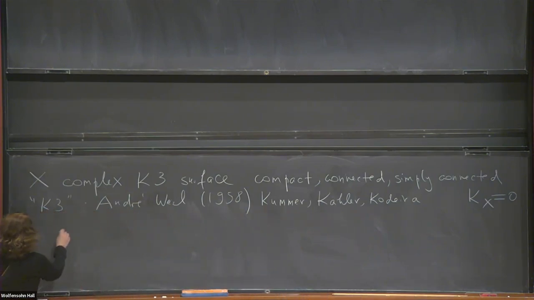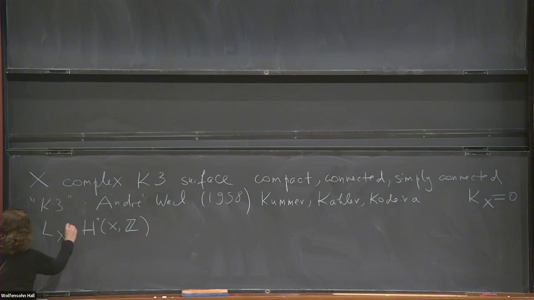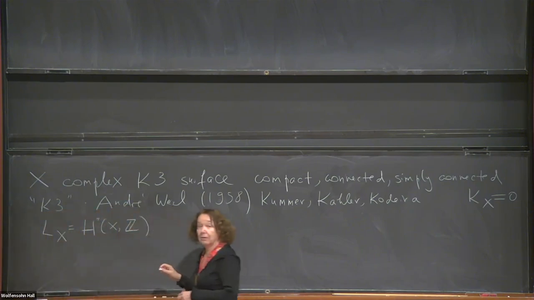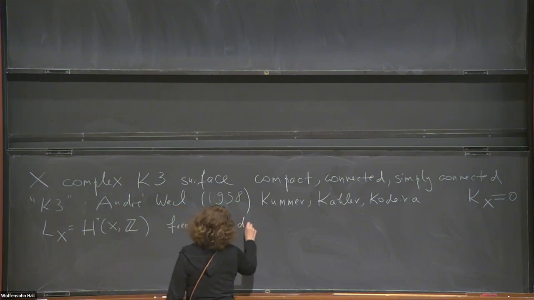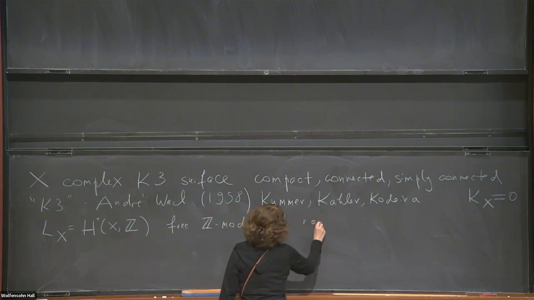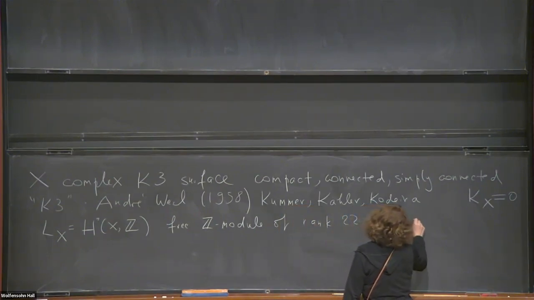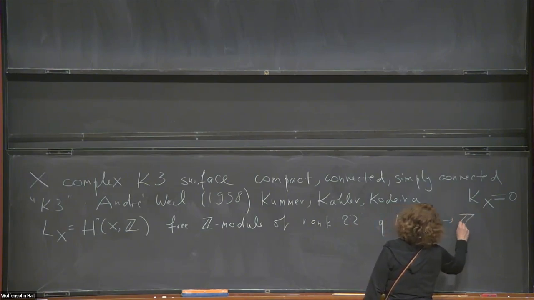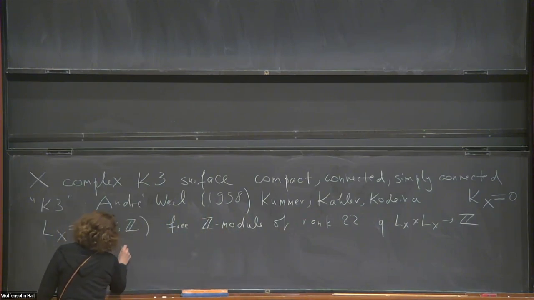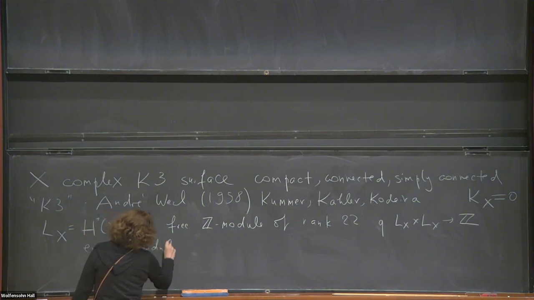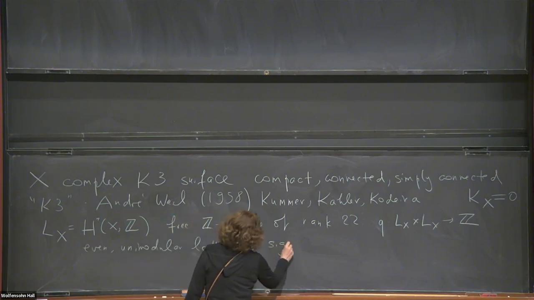H2(X, Z), which I will denote by L_X, is a free Z-module of rank 22. And it carries the intersection form. This form makes L_X into an even unimodular lattice of signature (3,19).